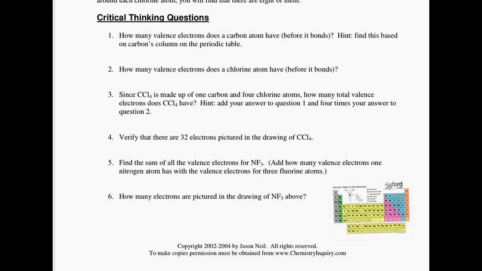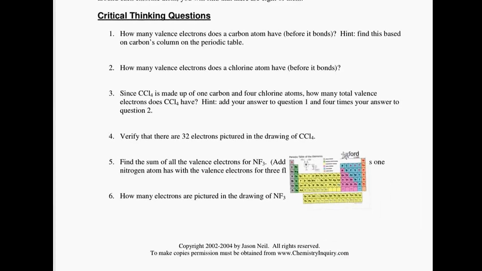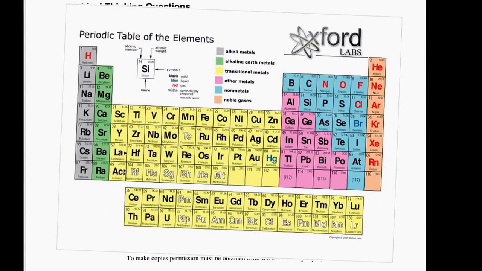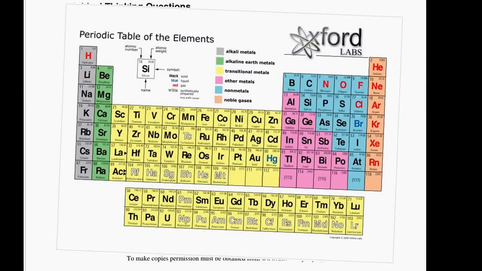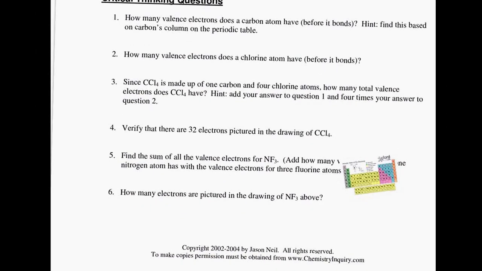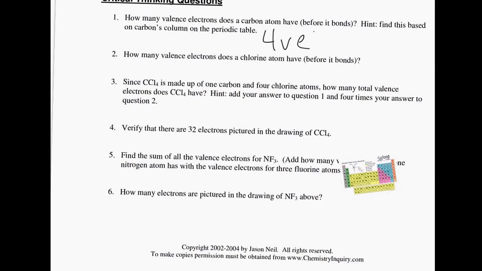Okay, the first question is how many valence electrons does a carbon atom have before it bonds? And if I take a look at my handy dandy periodic table, I see that carbon is in the fourth column, and if I count over from the left side, 1, 2, 3, 4, that means that it has 4 valence electrons. So I'm going to go ahead and fill that in. We've got 4 valence electrons.